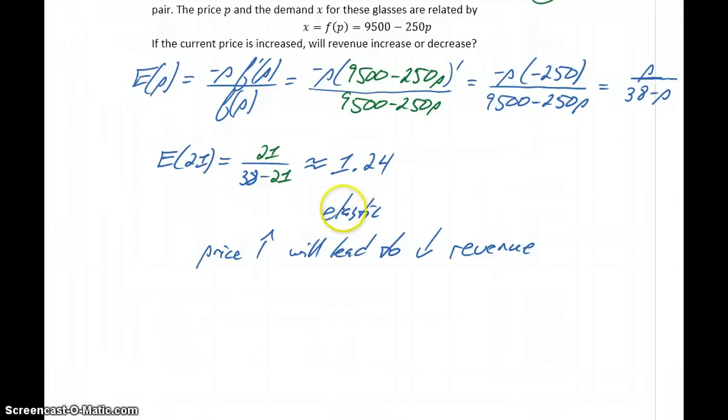With, again, the idea being that as we increase the price, we're losing customers, and we're losing too many. We're losing too many that additional cost per item that we're bringing in isn't making up for the number of people who have stopped buying our product.